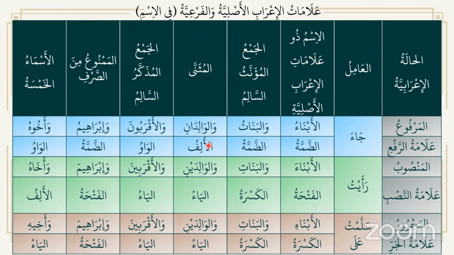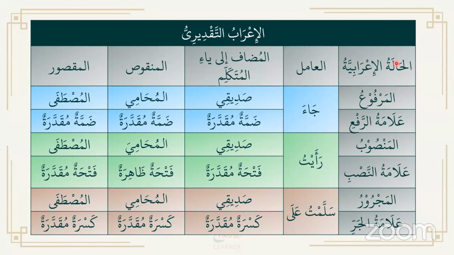Okay. Muthanna is identified with Alif, Jama Muzakkar Salim is identified with letter Waw, and so on and so forth. I don't need to take this again, but just for your reminder. And then these are Al-I'rab al-Taqdeeri. We did this last time.